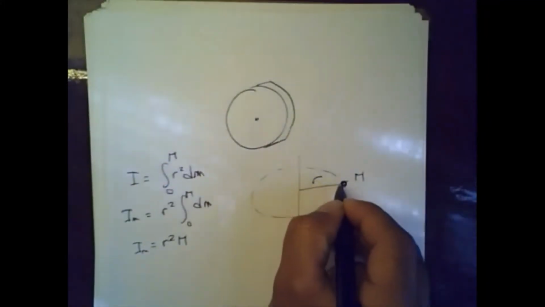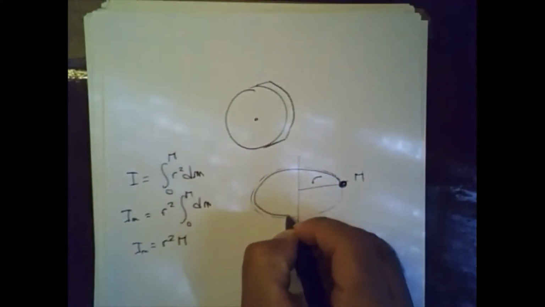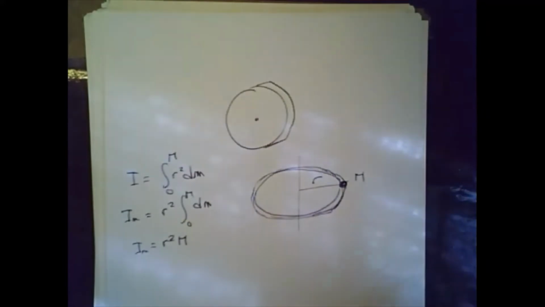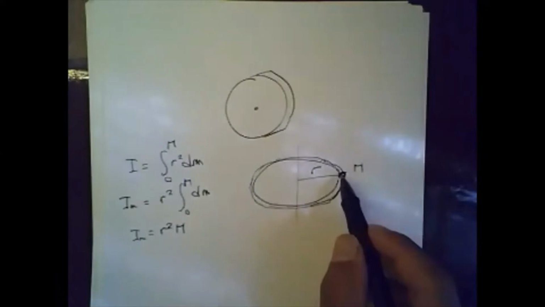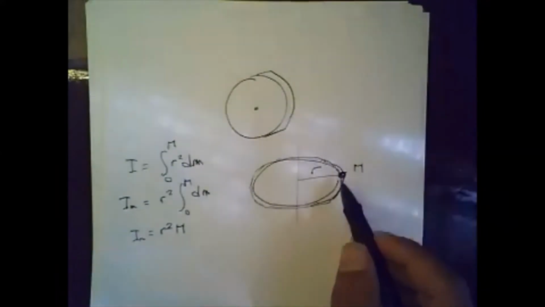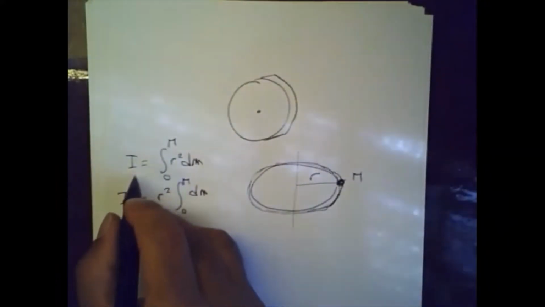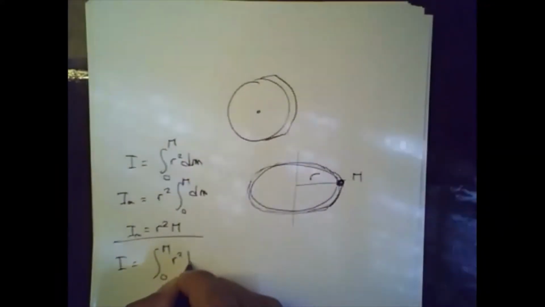Now let's extrapolate this and assume all the mass is at the same radius, like a ring. What is the moment of inertia of a ring, do you think? In that case, I'm going to start with that equation. So I is equal to the integral of r squared dm.